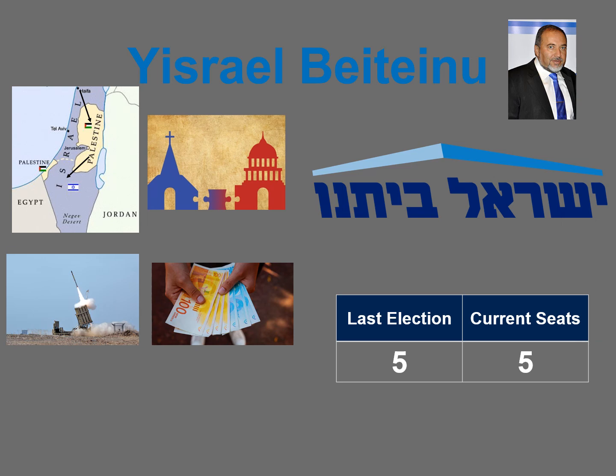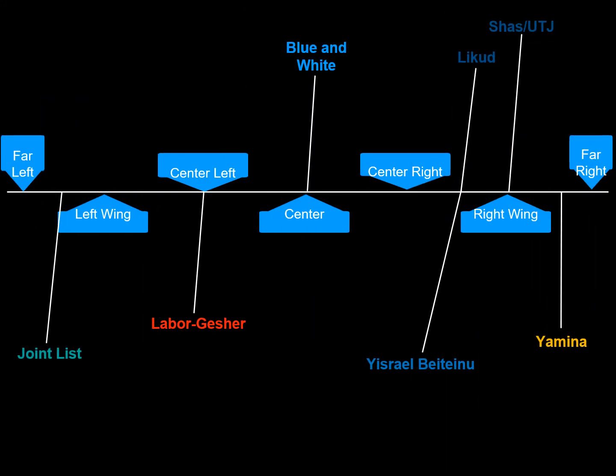Yisrael Beiteinu has stated it will only support a unity coalition with Likud and Blue and White. Despite its differences with the other right-wing parties, Yisrael Beiteinu is generally considered to lie between center-right and right-wing.